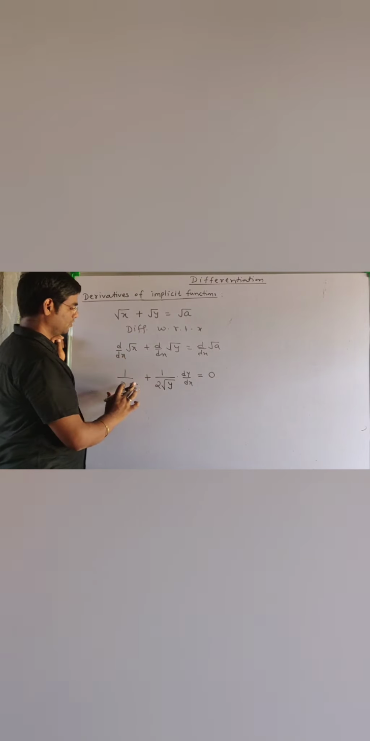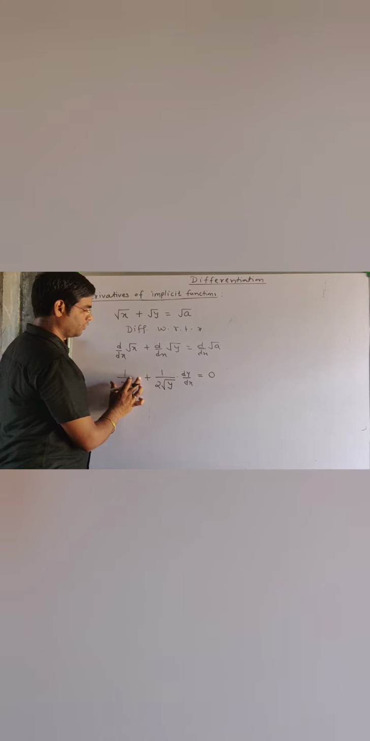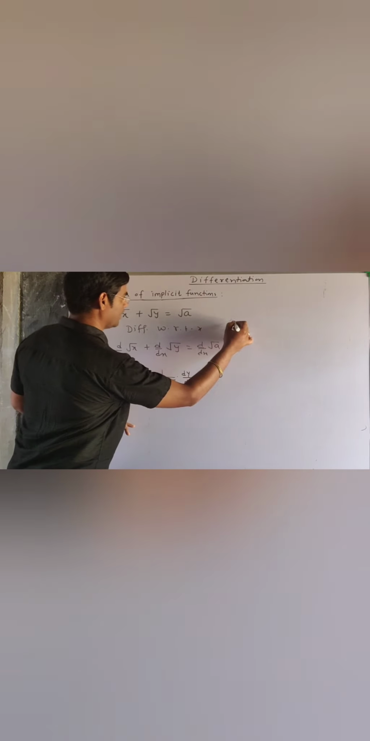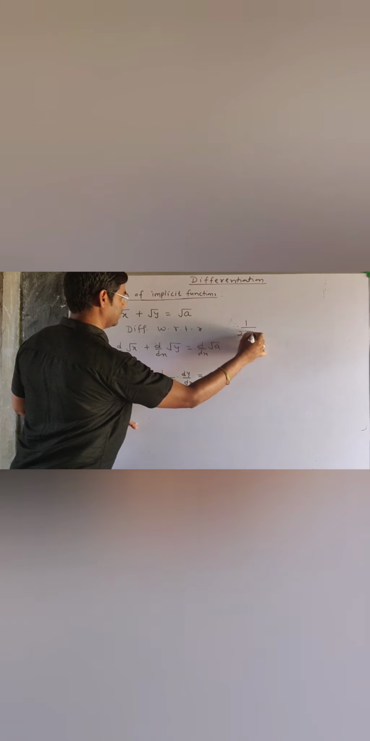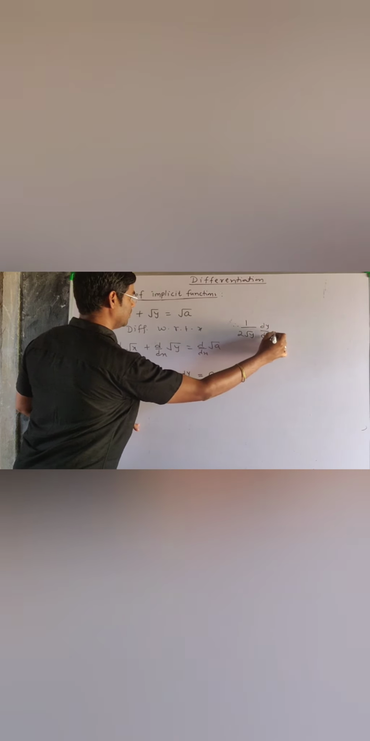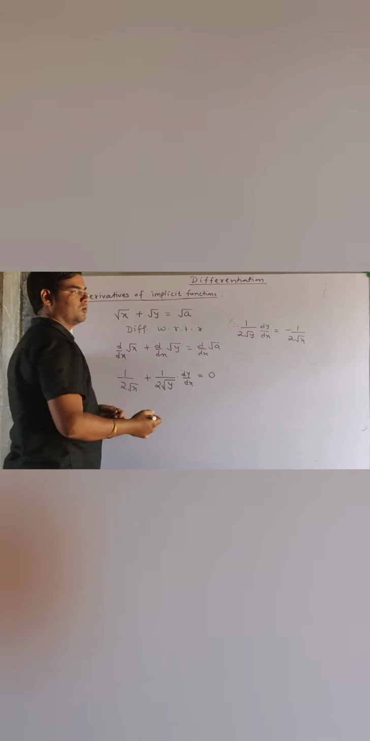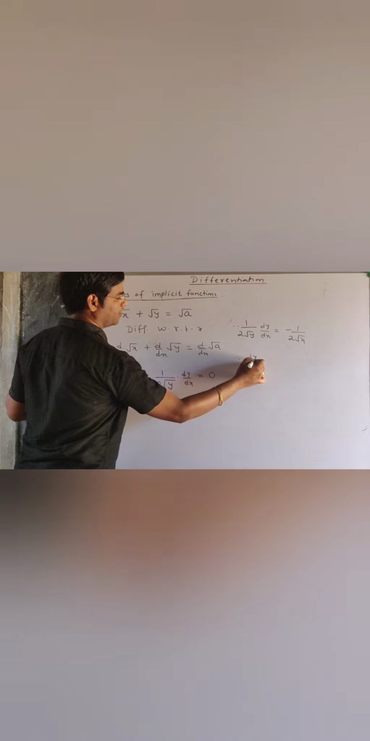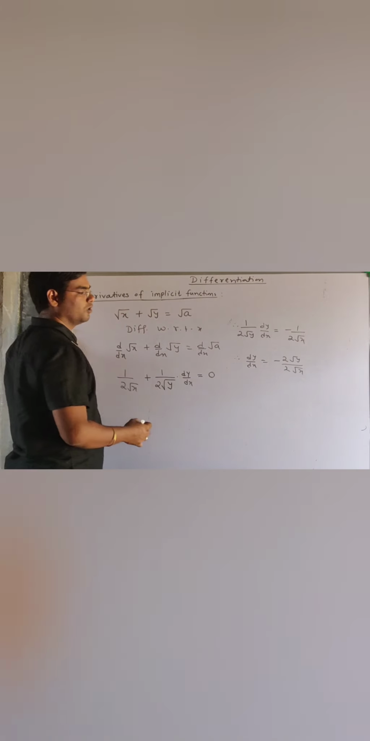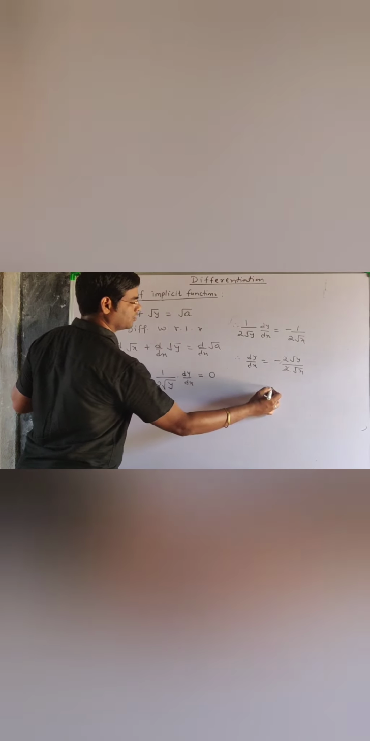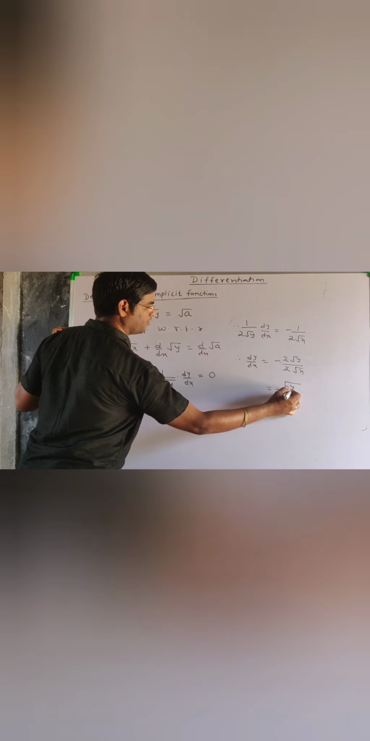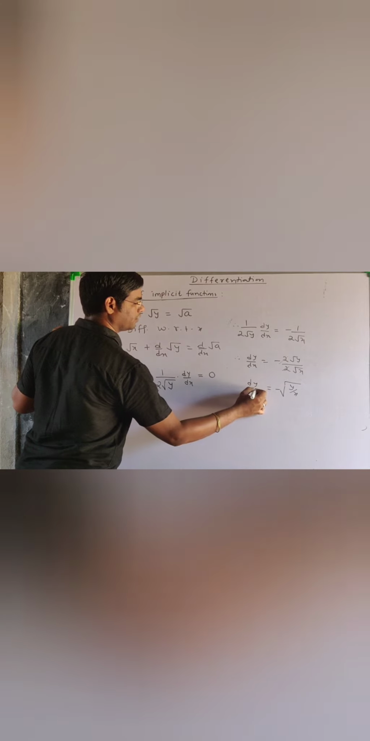Shift 1 upon 2 root x to the right hand side, so we are left with 1 upon 2 root y dy by dx is equal to minus of 1 upon 2 root x. So what is our dy by dx? dy by dx is minus 2 root y upon 2 root x. Here the 2 gets cancelled, so our final answer becomes minus of under root y upon x. This is our final answer.